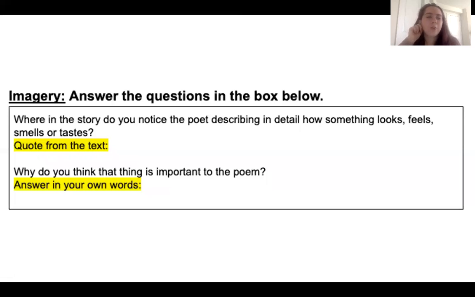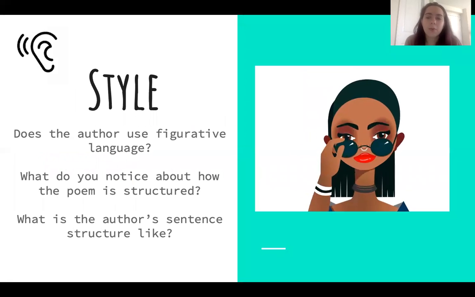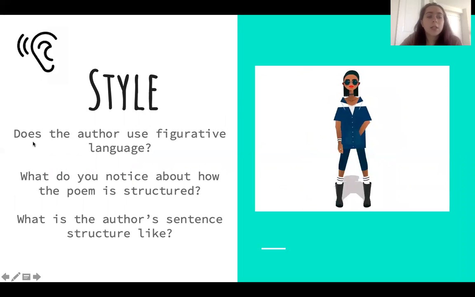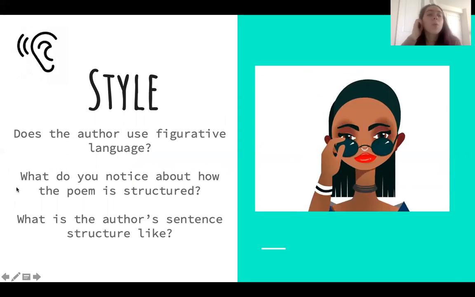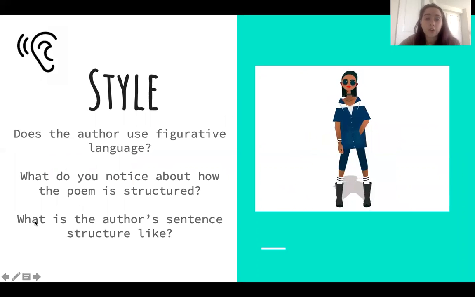All right, I hope you did great work with that imagery section. We're ready to move on to our next step, which is style. So this is a recap of what our style slide looks like when we were first taking notes on Twist. We've got 3 style questions. Does the author use figurative language? What do you notice about how the poem is structured? And what is the author's sentence structure like?